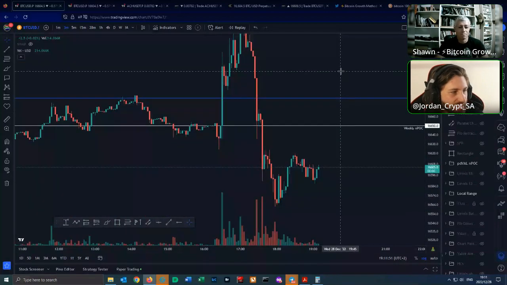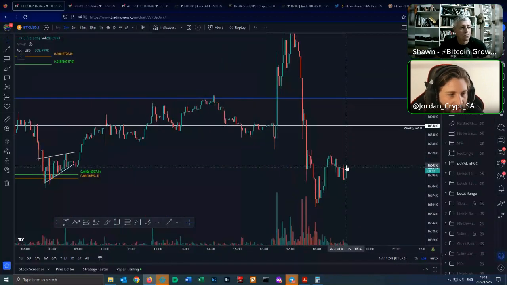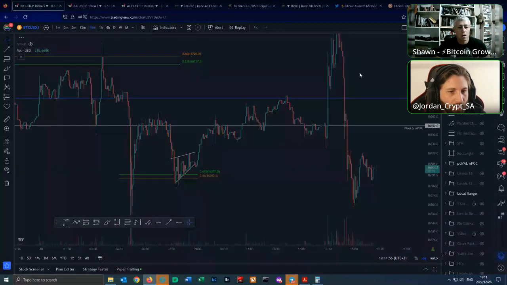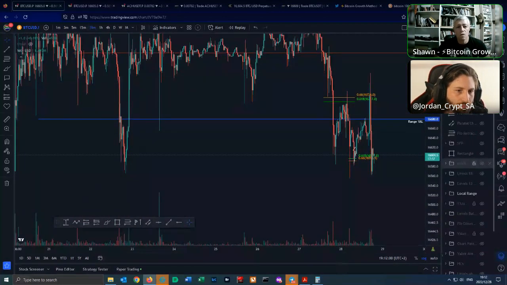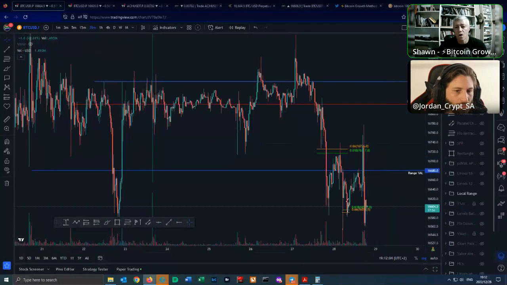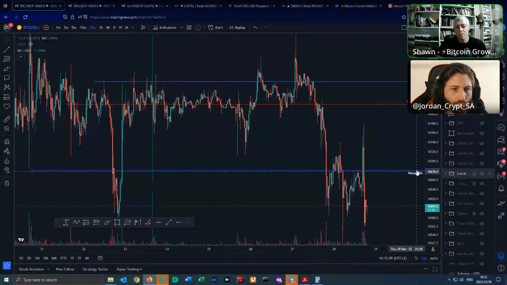But POC, what does it do? How does it act? How do we use it? Okay, let me turn off some of these. You can see here that I've got in the blue line, range value area low. In the red line, range POC, range value area high.